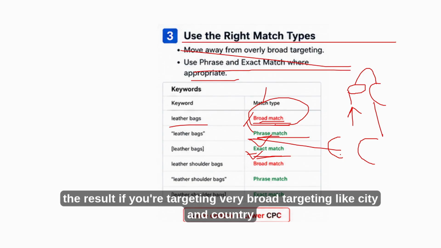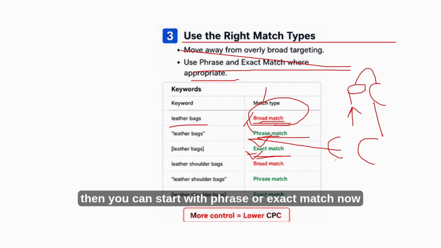If you're targeting very broad targeting like city and country, then you can start with phrase or exact match.